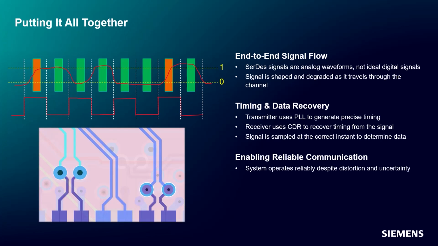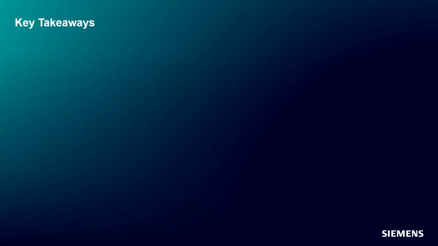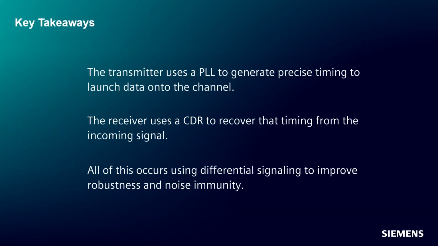robustness and noise immunity. In this video, we focused on the fundamentals of how signals behave and how timing is established in a SerDes system. We introduced the idea that signals are analog, not ideal, and that precise timing is critical to correctly interpreting data. We also saw how clock generation and clock recovery work together to ensure that the transmitter and receiver stay synchronized, even without a shared clock. And we introduced differential signaling as a key technique for maintaining signal integrity at high speeds.